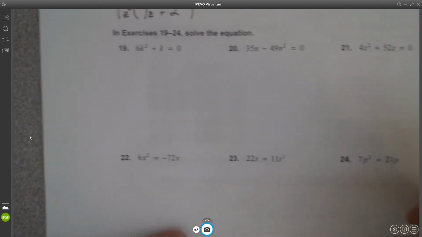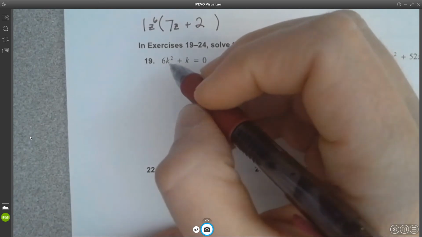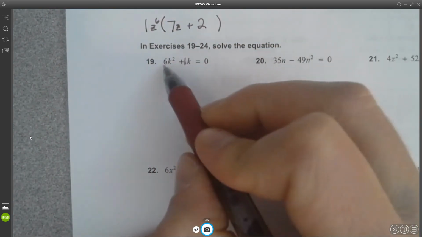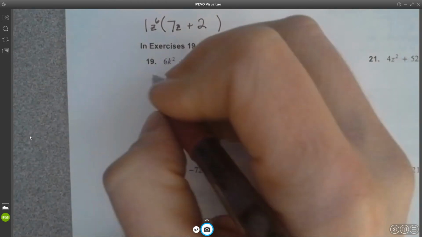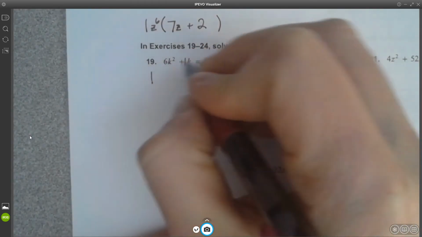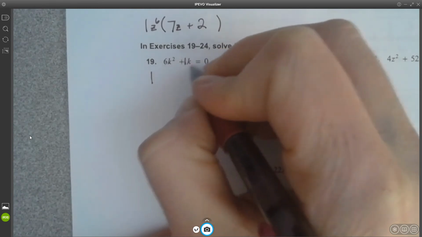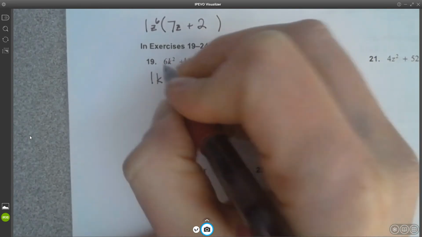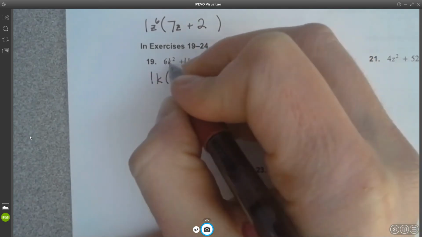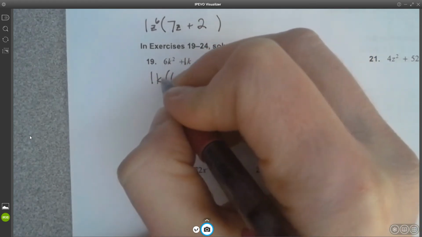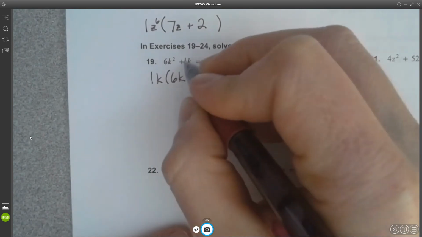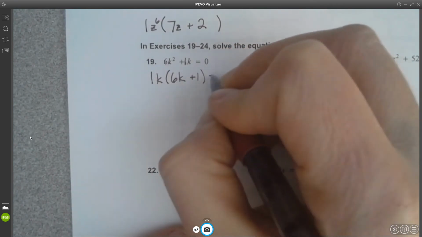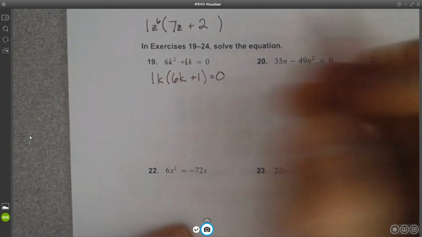So we're going to want to factor, and then we will solve from our factored form. So let's take a look at number 19. So this is really 1k. What's the biggest number that divides 1 and 6? Well, it's 1, but they both have k in common. The most I can take is 1, so I have 1k. 6 divided by 1 is 6. Had 2k's, took 1 out, so 6k. 1 divided by 1, and k divided by k is 1. So there's my factored form.